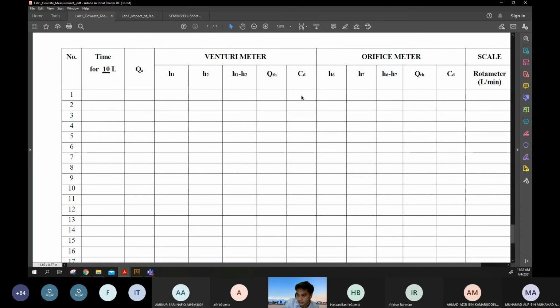Please make sure your unit is consistent. If you use the SI unit, please use the SI unit. Can you see this is liter? This is not SI unit. Please convert into meter cubed. Divide by 1000.